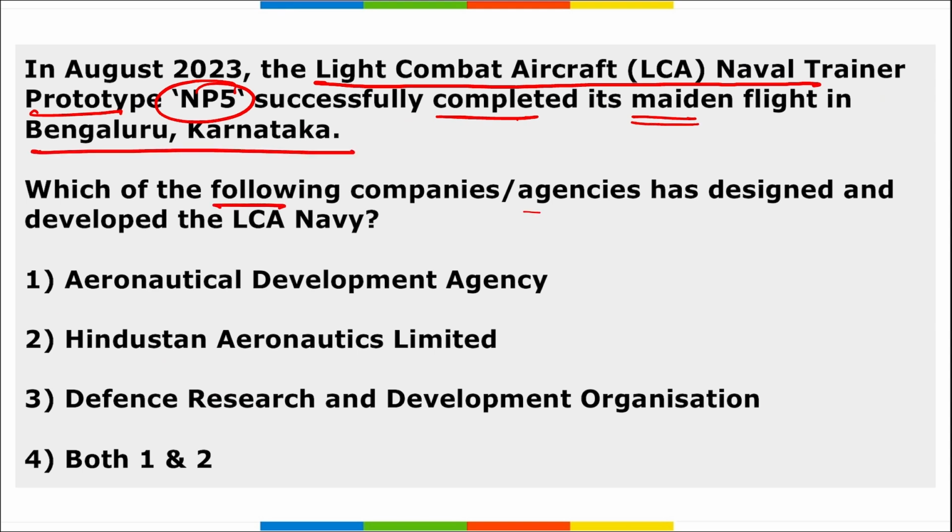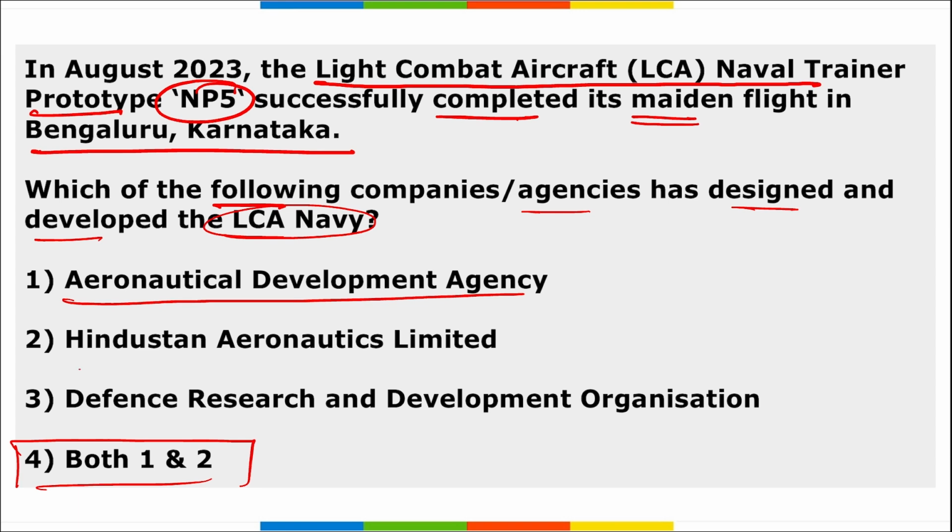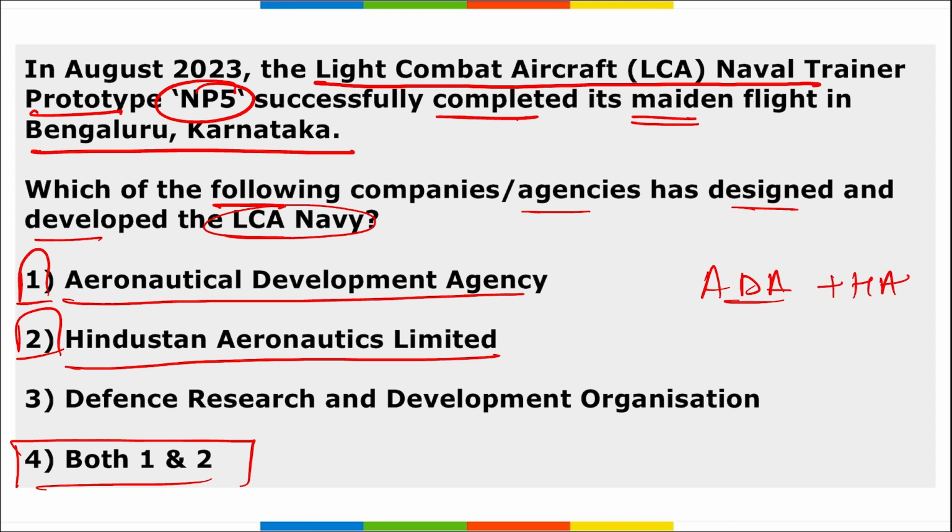Which of the following companies has designed and developed this LCA Navy? It was designed and developed by Aeronautics Development Agency and Hindustan Aeronautics Limited. So both option A and B are correct here, that this light combat aircraft naval trainer prototype NP5 has successfully completed their maiden flight in Hindustan Aeronautics Limited's airport, that is in Bangalore, Karnataka. And this has been designed and developed by Aeronautical Development Agency as well as Hindustan Aeronautics Limited. Correct?